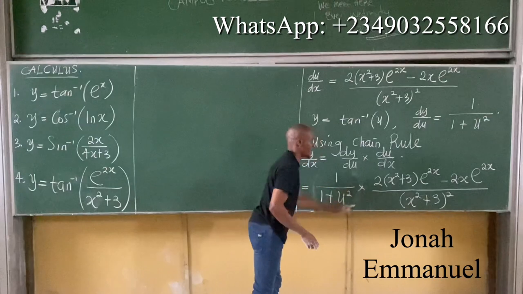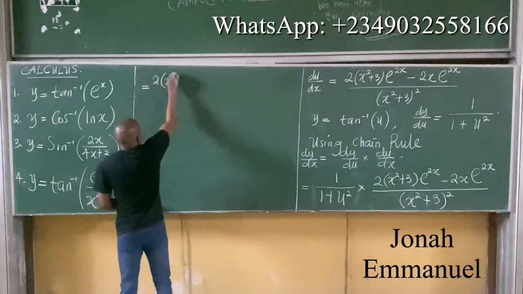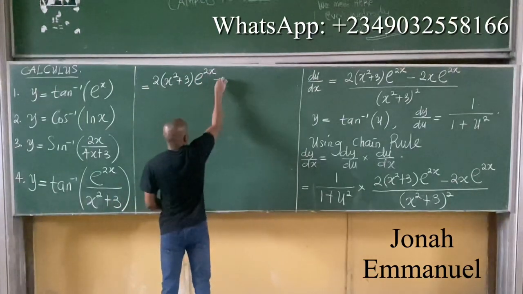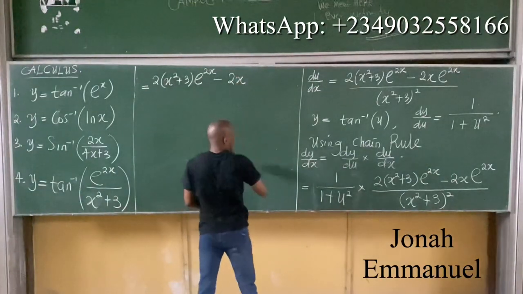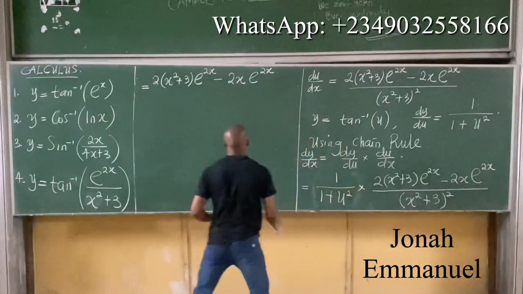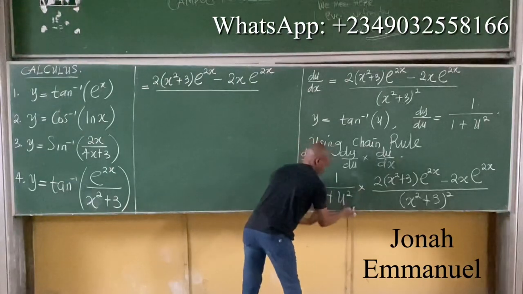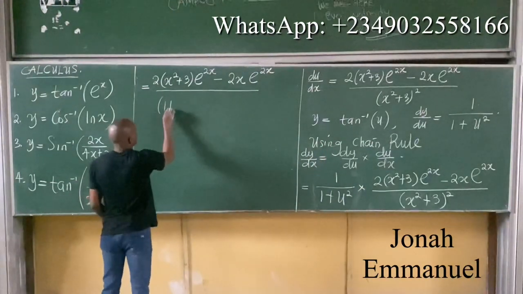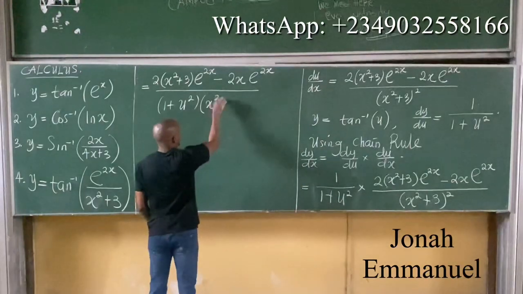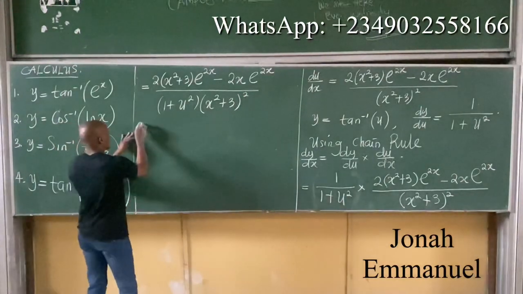So 1 times this is itself. So that's now equal to 2 into (x squared plus 3) into e^(2x) minus 2x e^(2x), all over this one here times this. Put this in a bracket, please. So it becomes (1 plus u squared) multiplying (x squared plus 3) squared. But what was u again?